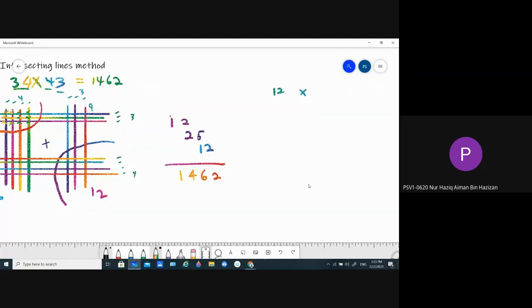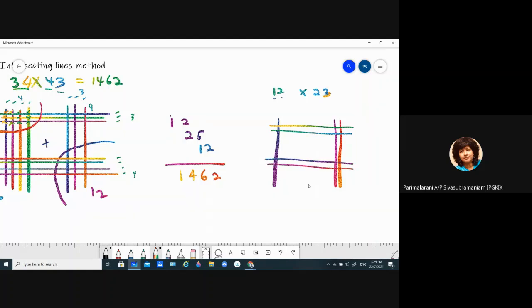12 times 22. Okay, 12. So I want to represent 12. So 1 and 2. 1 line and 2 lines, okay? So 1 line here, 2 lines here, okay? And then 23, yeah? So 23, if I represent the first number vertically, the second number is horizontally, 23, okay? So 1, 2 up here, 3 down here. So both the numbers are represented already.